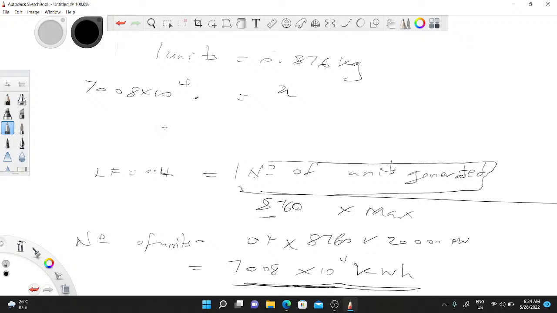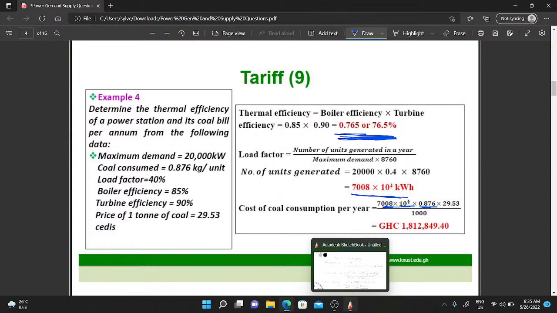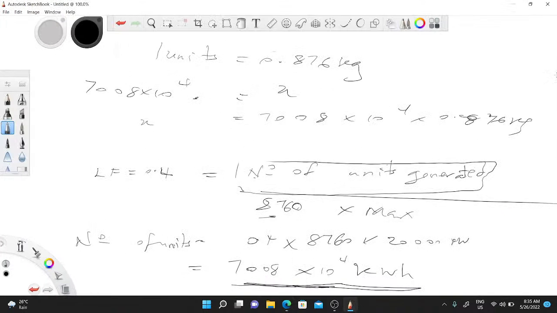So the mass in kilograms X will be given by 7008 times 10 to the 4 times 0.876 kilogram. So that's how this calculation was done. You can see here, this kilowatt hour times this is giving me the coal consumed in kilograms.